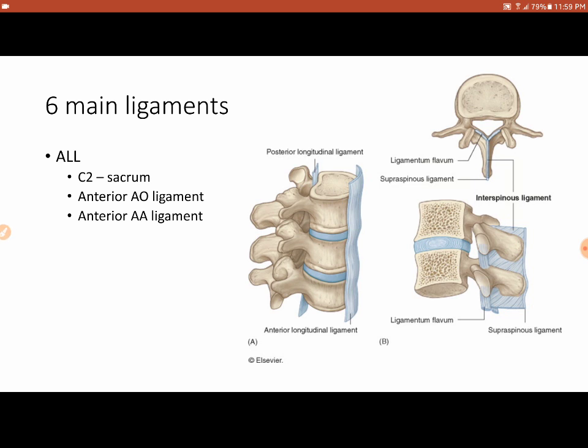And by trivia, your ALL is the strongest ligament of the spine. It starts from your C2 down to your sacrum, and its continuation superiorly from your C2 to your occiput. That is your anterior atlanto-occipital ligament and your anterior atlanto-axial ligament.